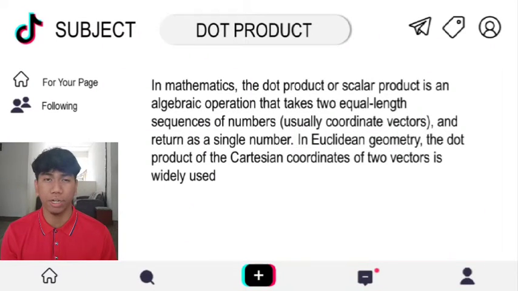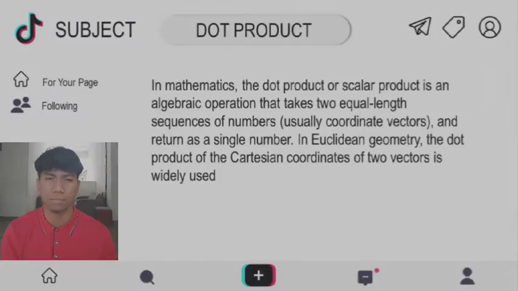What is dot product? In mathematics, the dot product or scalar product is an algebraic operation that takes two equal length sequences of numbers, usually coordinate vectors, and returns a single number. In Euclidean geometry, the dot product of the Cartesian coordinates of two vectors is widely used.